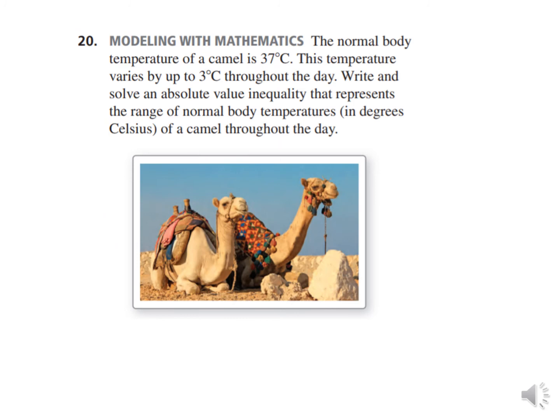Okay, so this is a problem from your book, and they want you to come up with the equation. So remember, the normal body temperature of a camel is 36 degrees. That's an important fact that you need to know. And it can vary by as much as 3 degrees. Now, when you're not sure what sign to make, think about, would it be okay for its temperature to vary by 10? No, it's going to die, so we're going to say less than. And that will help you decide whether it's less than or equal to.